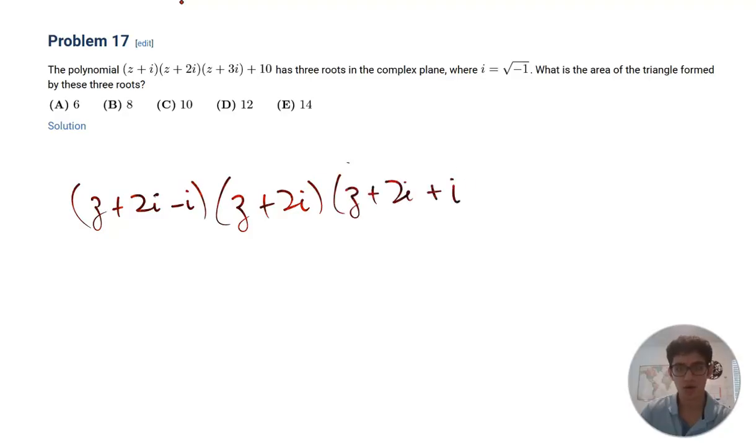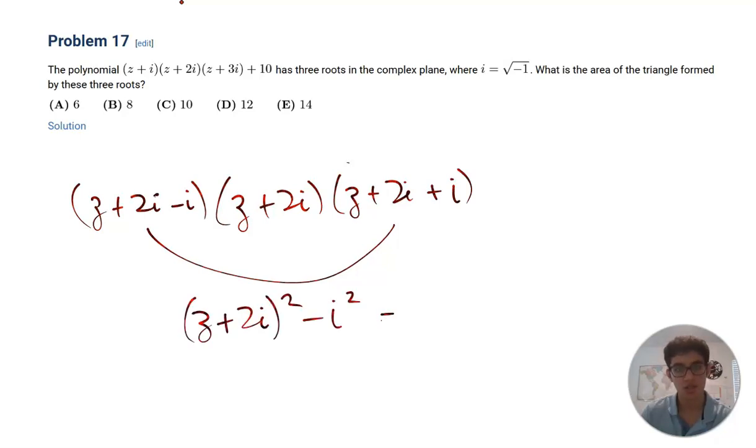And now over here you might want to do a little difference of squares. So you can put these together, and this will just give you what? (z plus 2i) squared minus i squared. Okay, this isn't too great, but let's see what we get. This will be squared, and then it's plus 1 because it's minus negative 1.